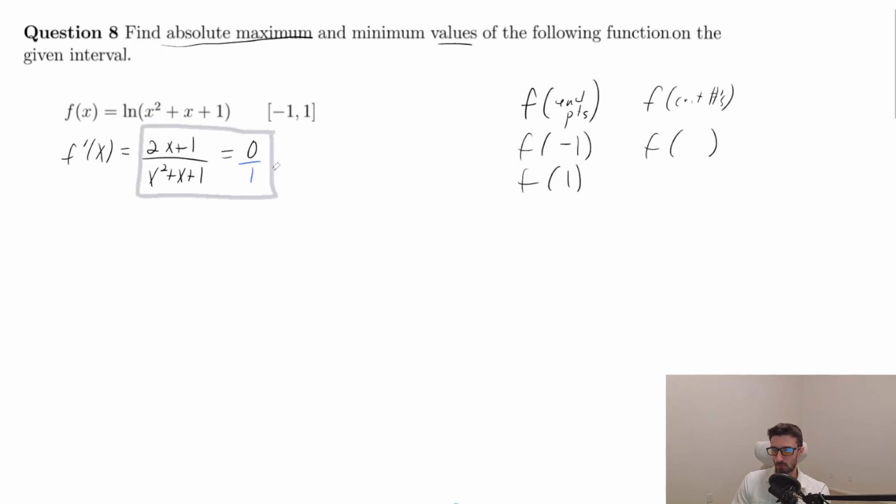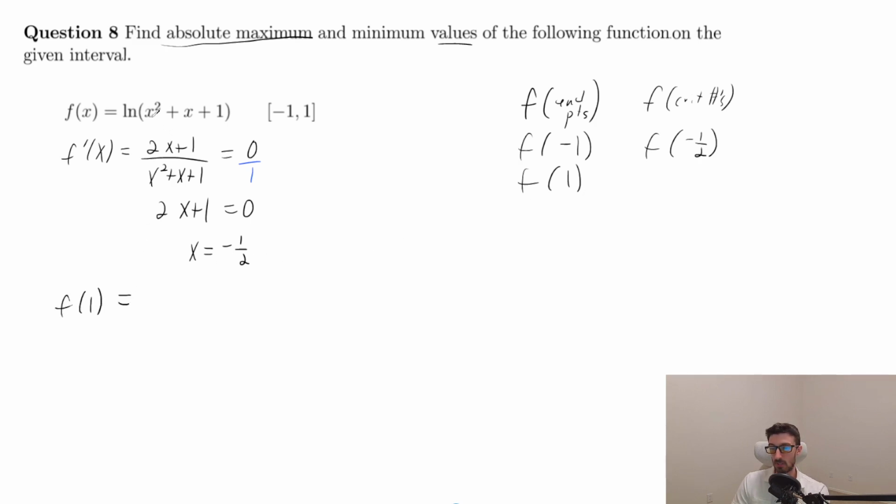And you can put this one over 1 and cross multiply, and you'll just end up getting 2x + 1 equals 0. And that would mean x would equal -1/2. So that's your critical number. So at this point, all we have to do is plug in -1, plug in 1, plug in -1/2. All right, so I'm going to start with plugging in 1. That should be on the easier side of things.